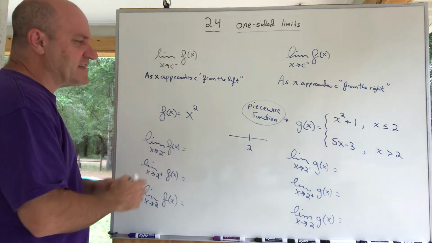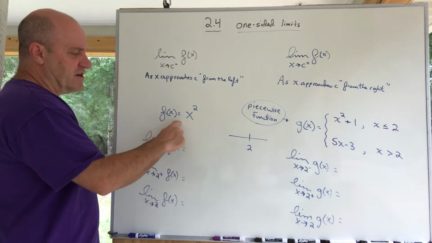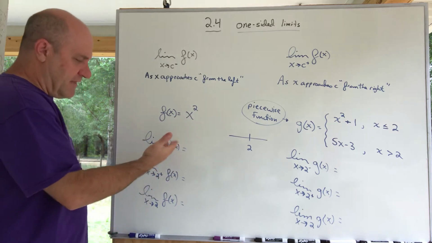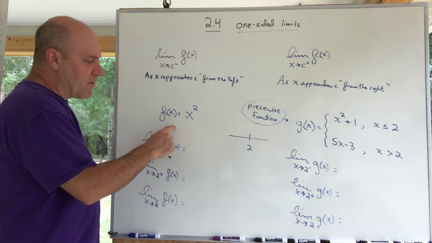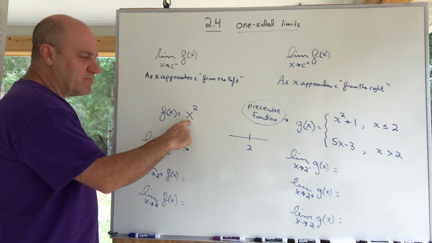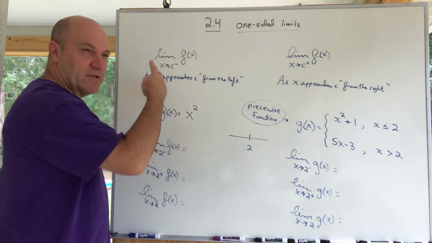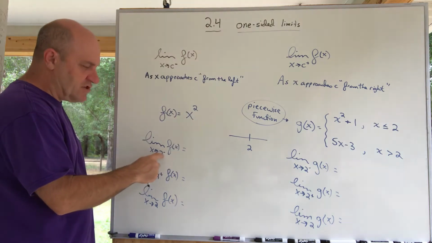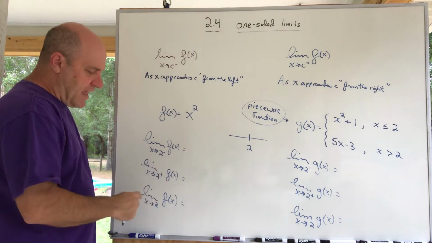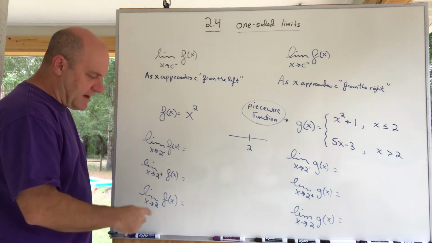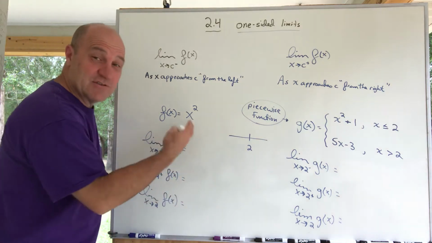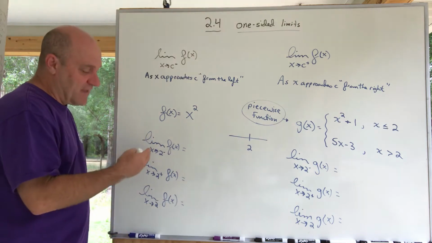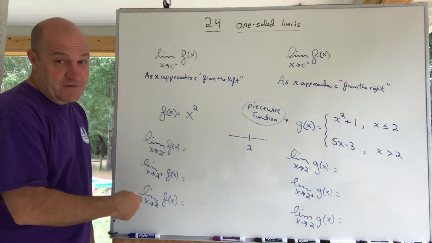But check this out. If I'm working on this function, here's a function called x squared. And then I ask these questions. Now the truth is this is boring. I mean, this is just a nice x squared. You know what it looks like. As x approaches 2 from the left, and as x approaches 2 from the right, there's really no difference in the answers to these questions. The questions themselves are different, though.